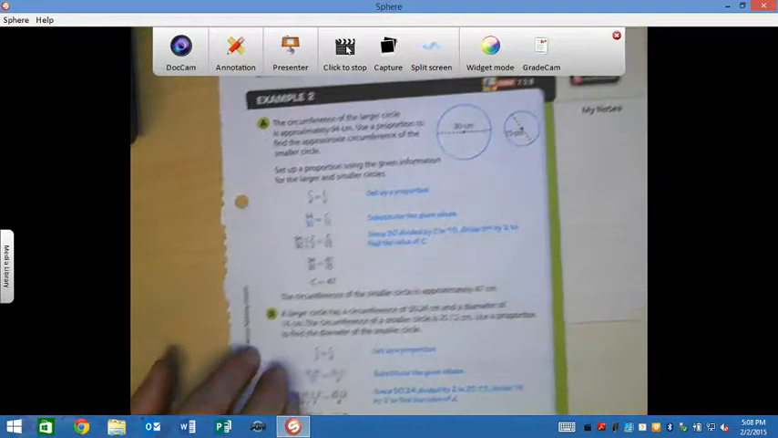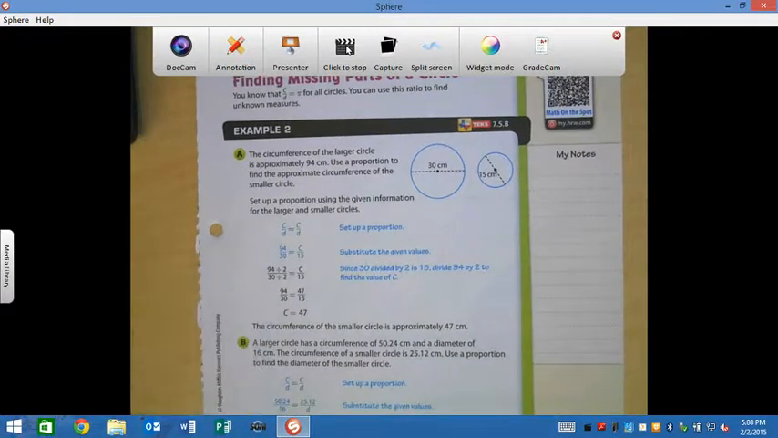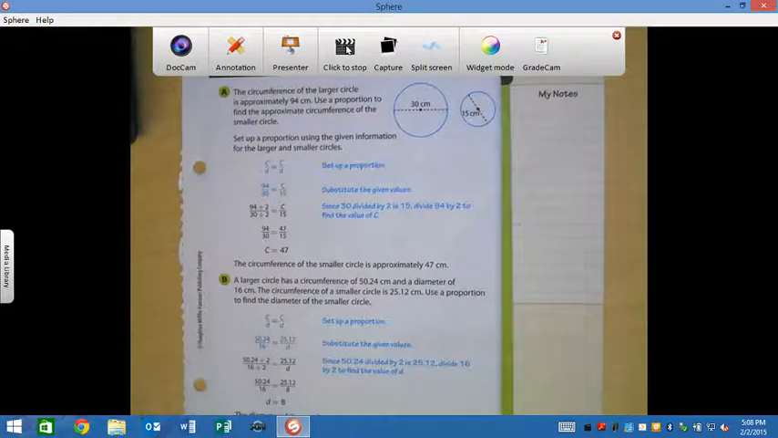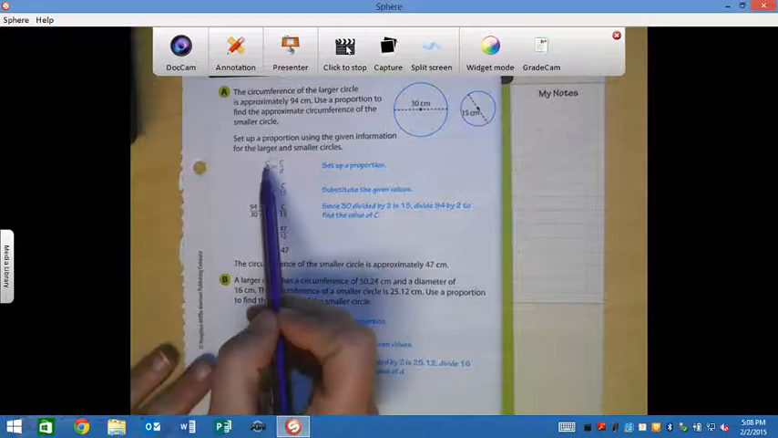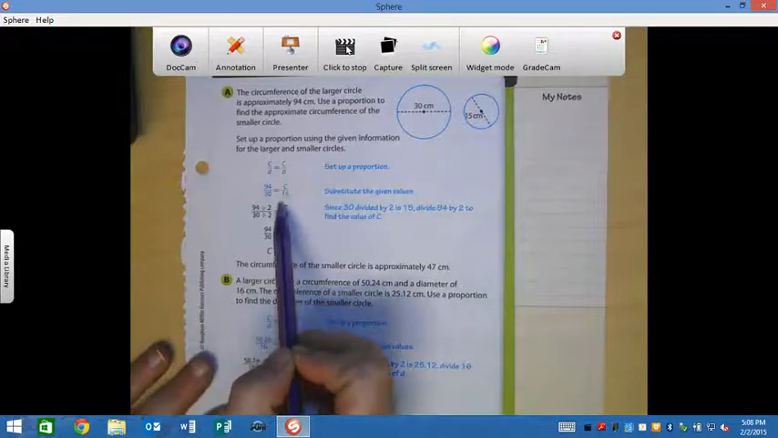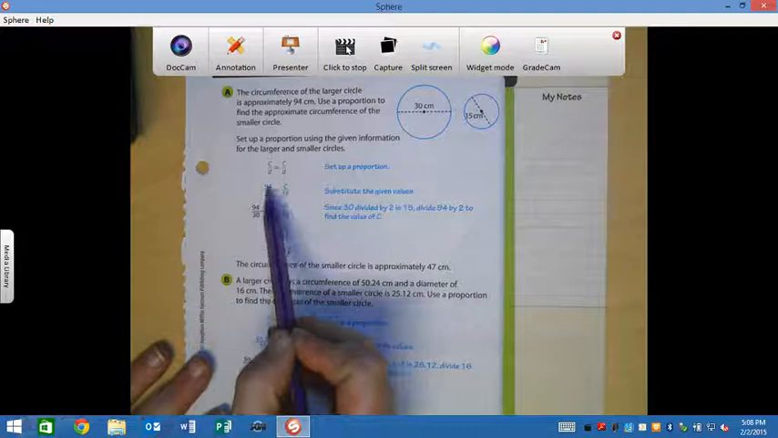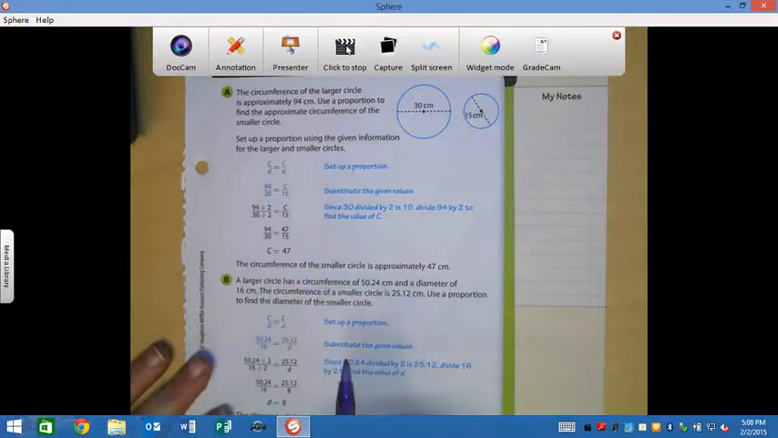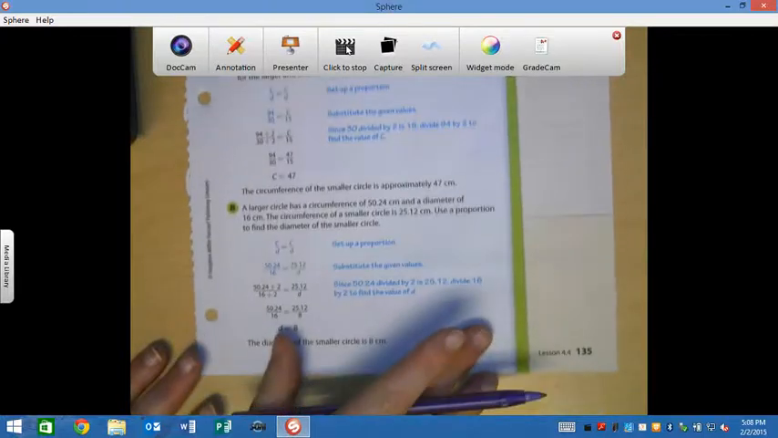Alright, so we're going to find some missing parts of a circle on this one. It says that you know that circumference divided by diameter equals pi for all circles. That's what we just did. You can use this ratio to find unknown measures. For this one, the example says the circumference of the larger circle is approximately 94 centimeters. Use the proportion to find the approximate circumference of the smaller circle. Set up a proportion using the given information for the larger and smaller circles. So we're going to do C over D for each one. We have 94 over 30 equals C over 15. Well, if we divide 30 by 2 to get 15, we divide 94 by 2, and we end up getting 47. So our circumference is approximately 47 centimeters.